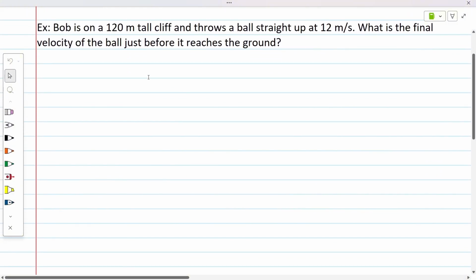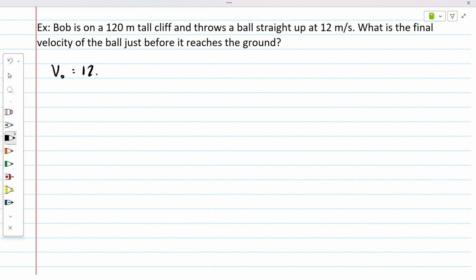So we see Bob is on a 120 meter tall cliff and throws a ball straight up at 12 meters per second. What is the final velocity of the ball just before it reaches the ground? Alright, so again, let's start out by listing what variables we are given. We know the initial velocity, v naught, is equal to 12 meters per second. And since he's throwing the ball upwards, we're going to leave this as a positive 12 meters per second. We'll take up as positive and down as negative. We know that the cliff is 120 meters tall.